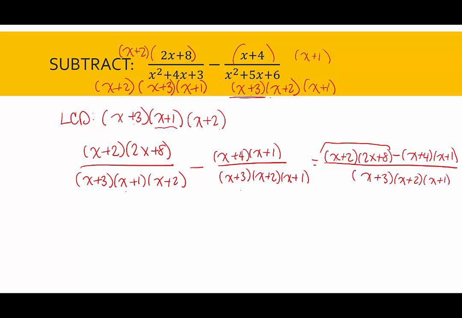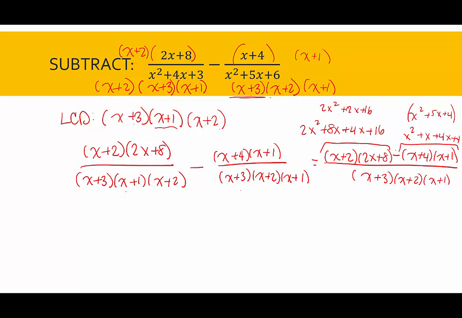If I was to multiply x plus 2 times 2x plus 8, I would get 2x squared plus 8x plus 4x plus 16. So this would give me a grand total of 2x squared plus 12x plus 16. So this is that first one. How about the second one here? X times x is x squared, 1x, 4x, and 4. But remember, well, let's clean this up and then we'll talk. X squared plus 5x plus 4.